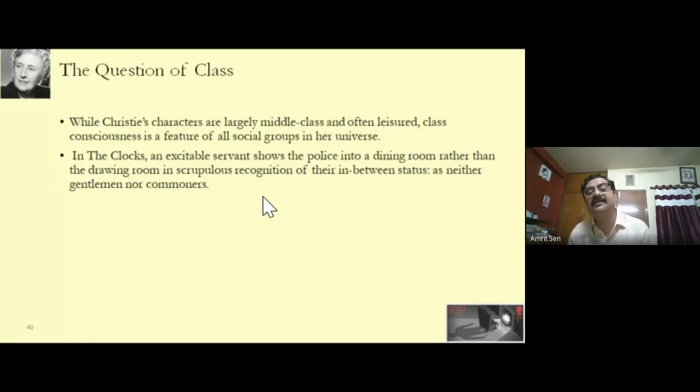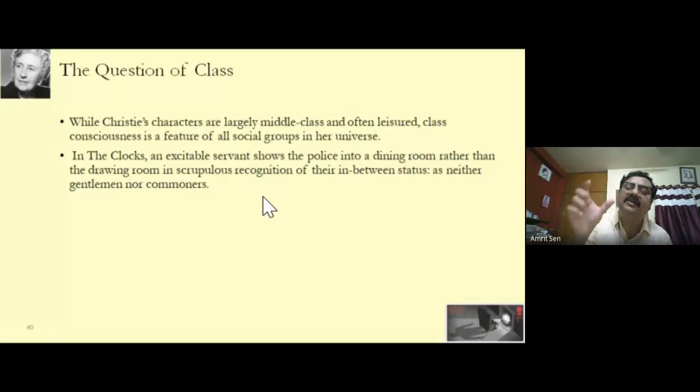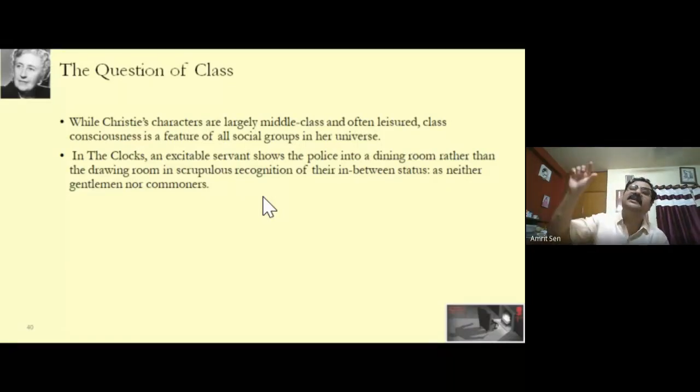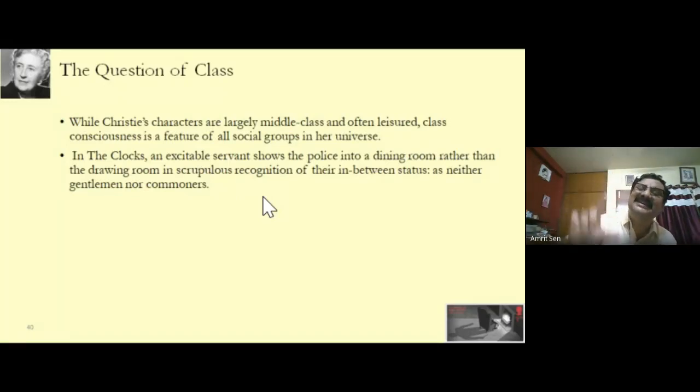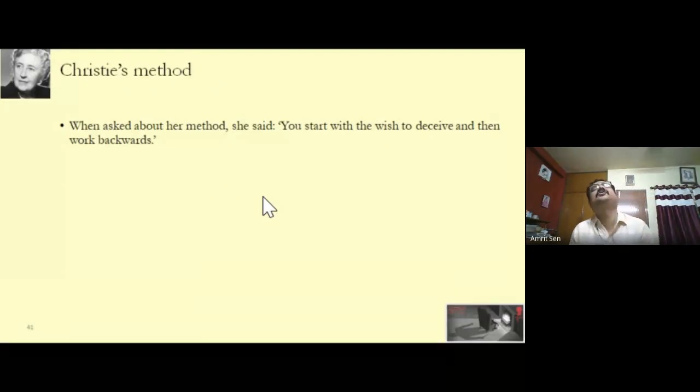The question of class, Agatha Christie's characters are largely middle class and often leisured. Class consciousness is a feature. Very importantly, the hierarchy of this country house, where you have the lady or the lord of the house, you have the servants, the secretary, the friends, and the maid. So it's a very clearly demarcated social class within her fictions. So it's very important that the class is an important constituent of Agatha Christie's novels.